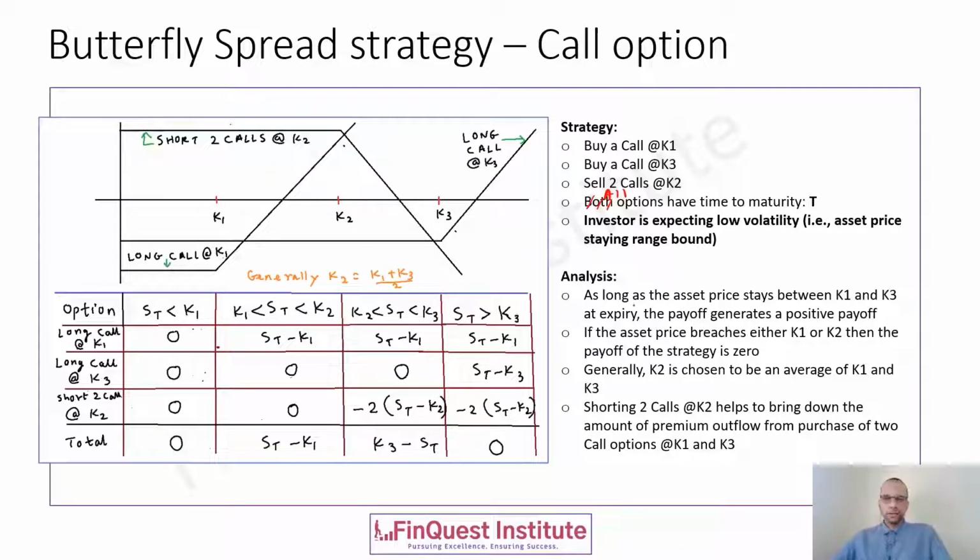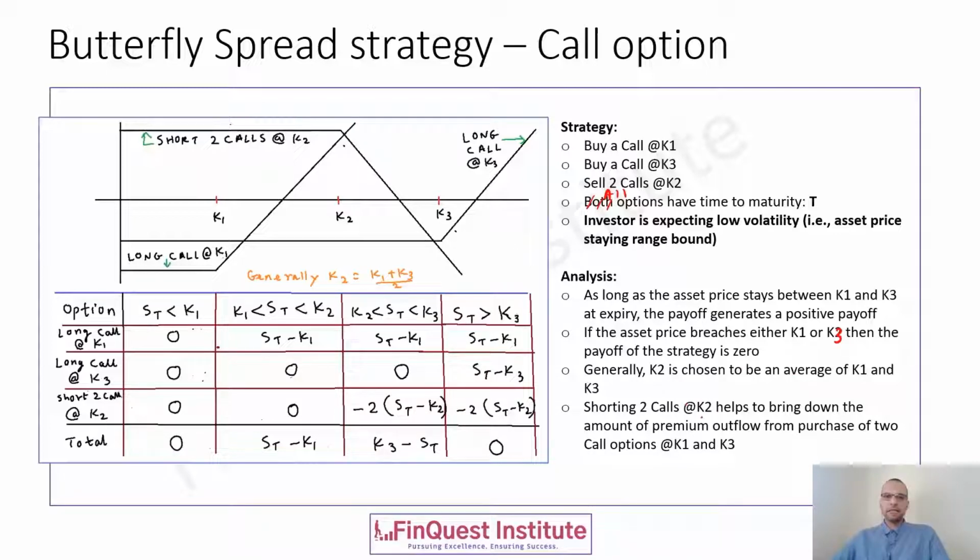Now, as long as the asset price stays between K1 and K3, we are going to generate a certain positive payoff. We'll understand how that gets earned as well. If the asset price breaches either K1 or K3, that is either of the boundaries, then the overall payoff is going to be zero. That's why we say that the investor is expecting a lower volatility. If there is too much volatility in the underlying asset, and it breaches any of these boundaries, K1 and K3, then that is not going to generate any payoff.